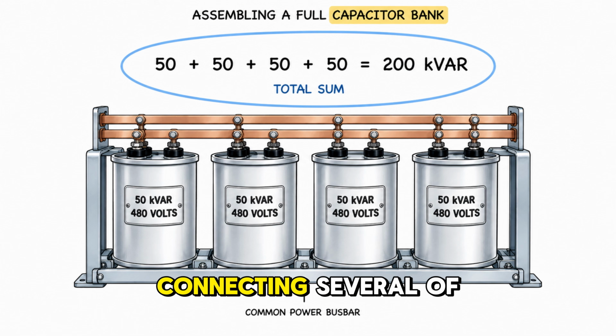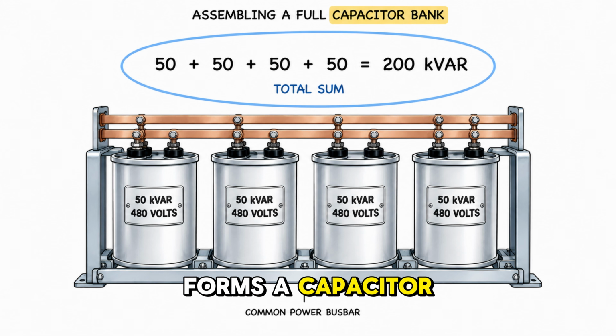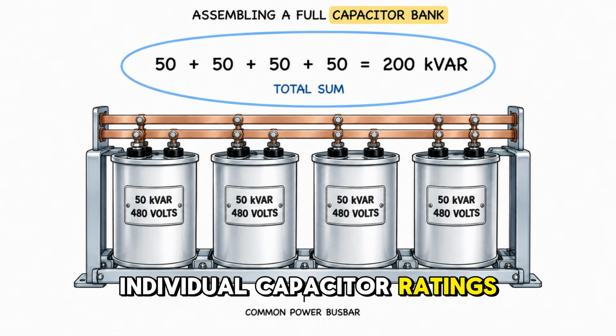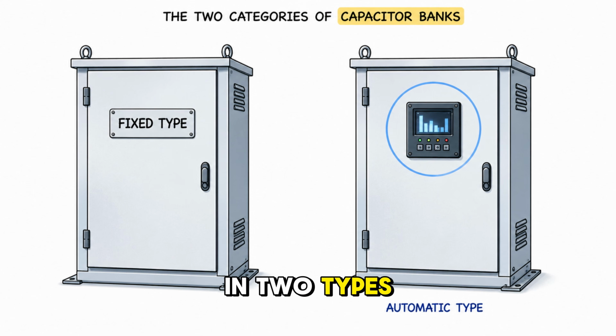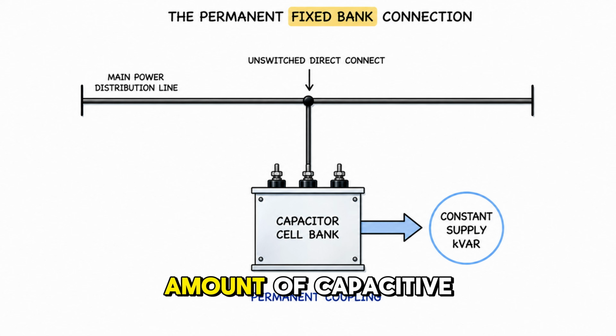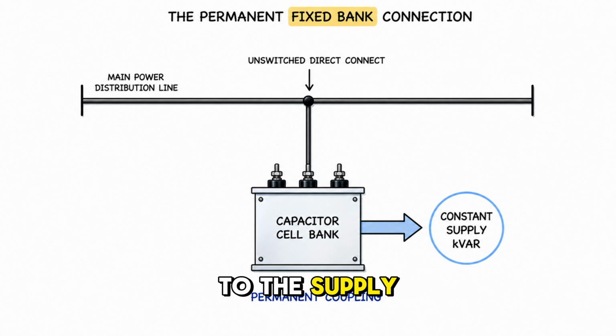Connecting several of these capacitors together on a common bus forms a capacitor bank. And the total kVAR of the bank is simply the sum of all the individual capacitor ratings. Capacitor banks come in two types, fixed banks and automatic banks, and each solves a different part of the power factor problem. A fixed capacitor bank connects a constant amount of capacitive reactive power to the supply bus at all times, and does not switch in or out as the load changes.